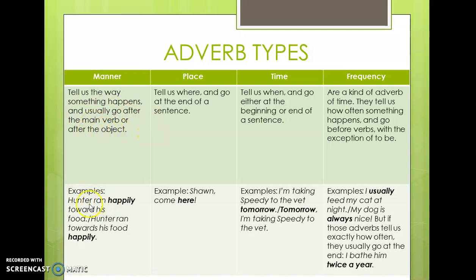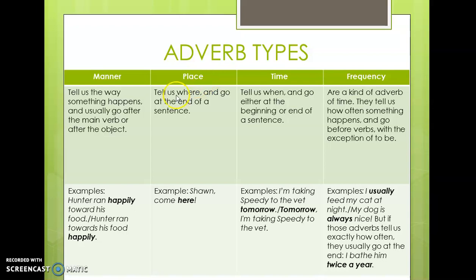Let's check the example. Hunter, so this is our unit about paws and claws, pets. So Hunter ran past happily towards his food. In this case, the adverb of manner is placed just after the main verb. Or we have the other example, Hunter ran towards his food happily. In this case, after the object. The object in this case is his food, so we use happily at the end.